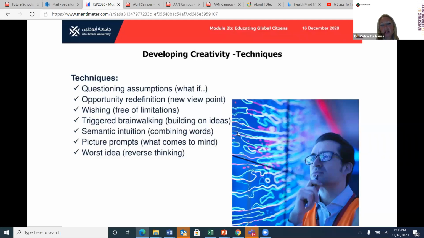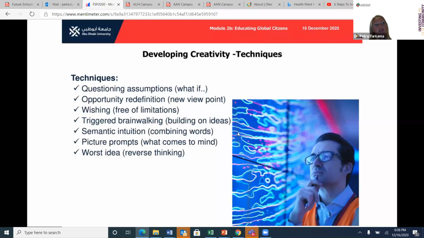Semantic intuition, combining words, is a very powerful tool, easy to use with students as well. Or picture prompts. What comes to your mind, or what is happening in this picture? We have done this with students, and it's amazing how students see it differently. I remember from one course, there was a picture of an older lady waitressing in a fast food restaurant. And it was funny how all the students saw it very differently.